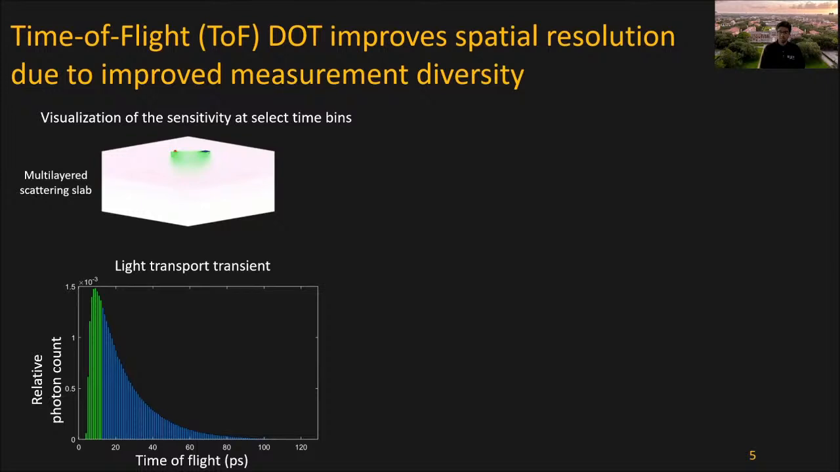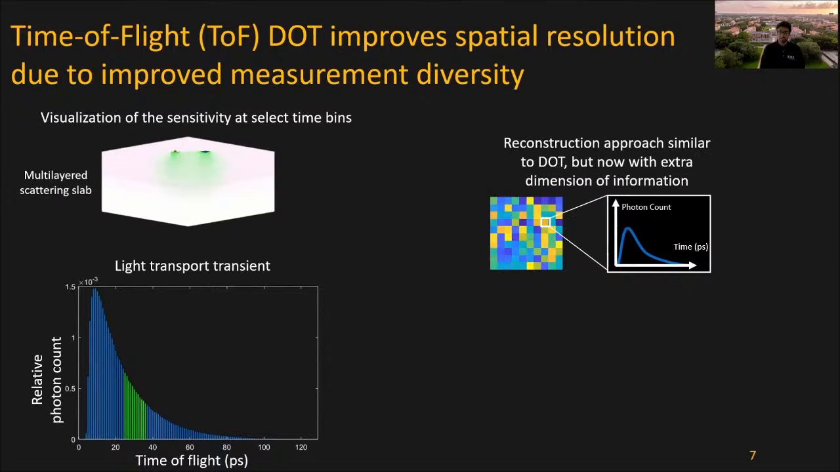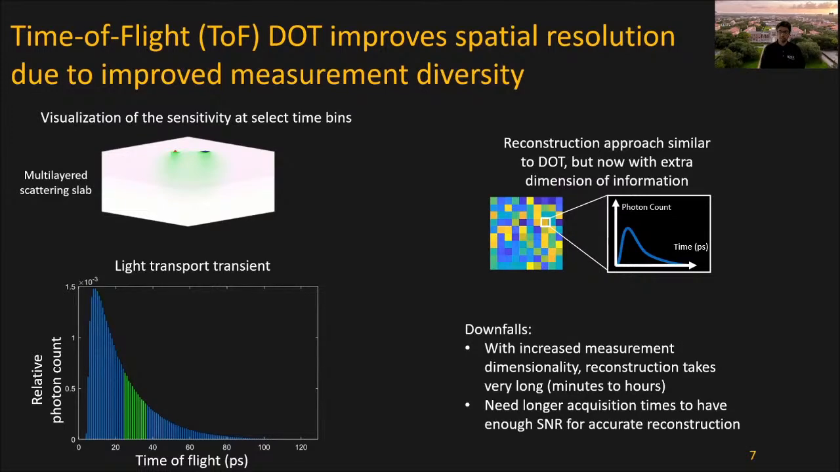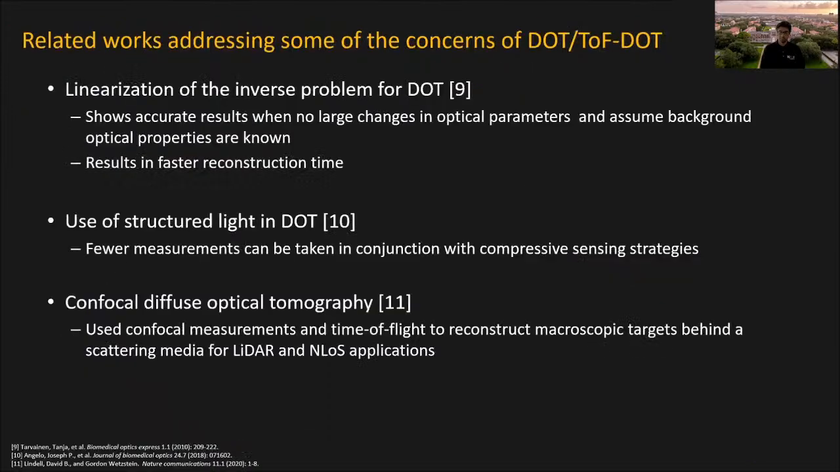As you see, the sensitivity changes as we look at different time bins. This added dimensionality leads to improvements in spatial localization and resolution, even with similar reconstruction approaches. However, with increased dimensionality, these methods take even longer to solve. Also, there needs to be sufficient integration time to get high SNR measurements.